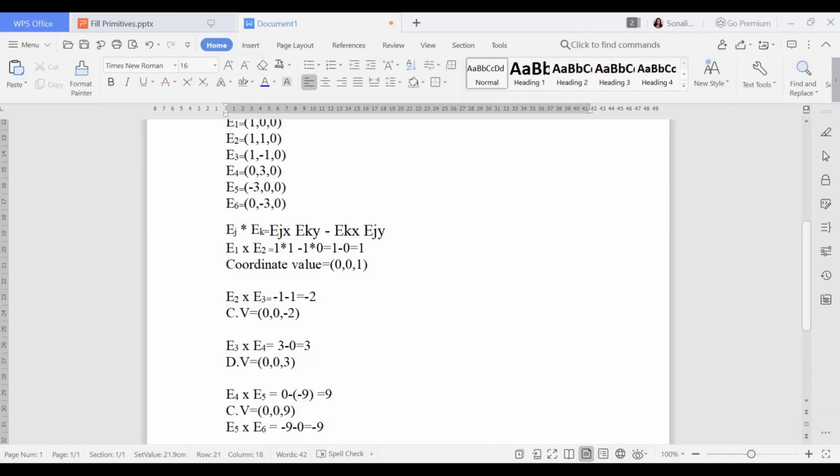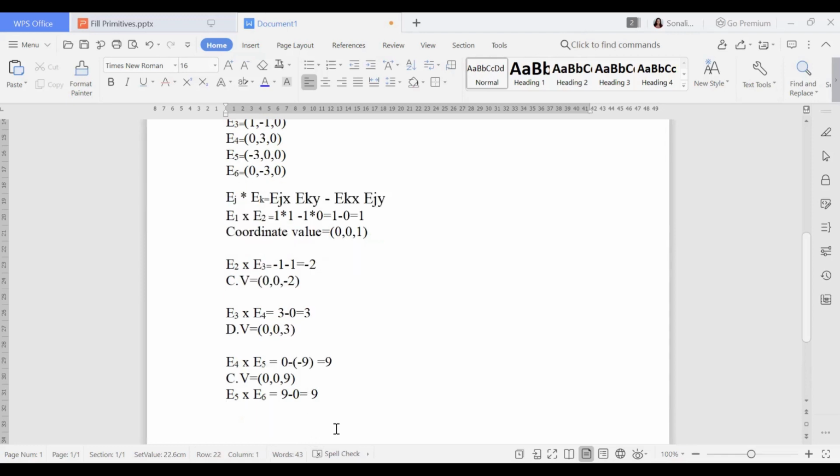Sorry, minus 3 into minus 3, it is plus. So it is a plus 9. So 9 minus 0 is 9. The value you got is 9. Okay. So now what are the coordinate values of E5 and E6? You got the coordinate values as 0, comma 0, comma 9.